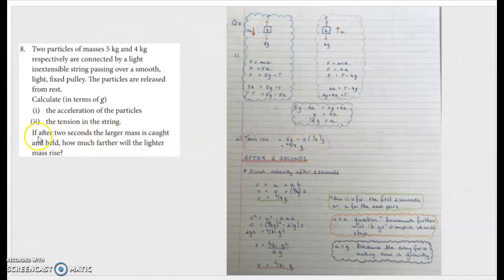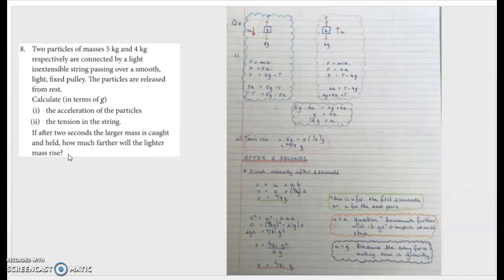The second situation: if after 2 seconds the larger mass is caught and held, how much further will the lighter mass rise? Okay, so we're looking for distance here, so we're going to use a formula that has distance in it. So we could use s equals ut plus a half at squared, or v squared equals u squared plus 2as. Now if we're going to use s equals ut plus a half at squared, we need to know the time, but we don't know how much time it moves. So that's no good to us.